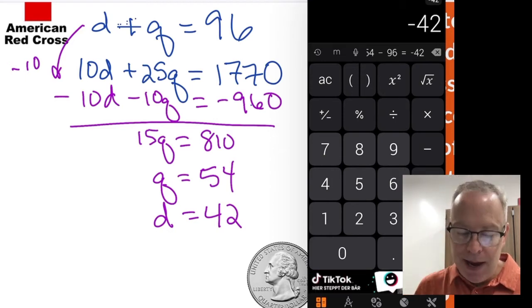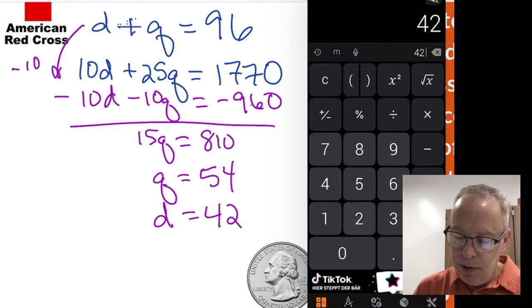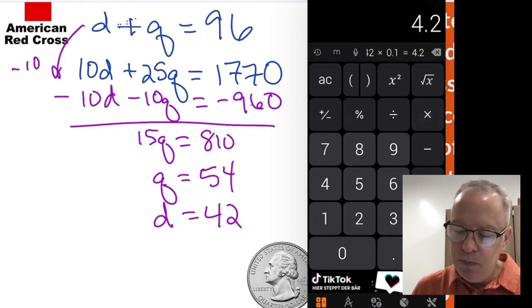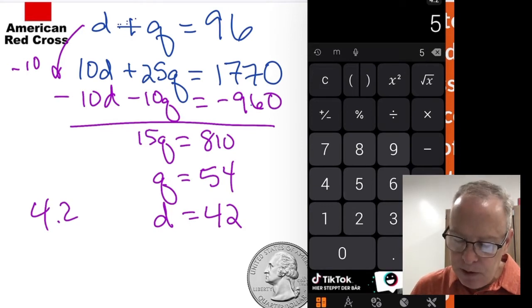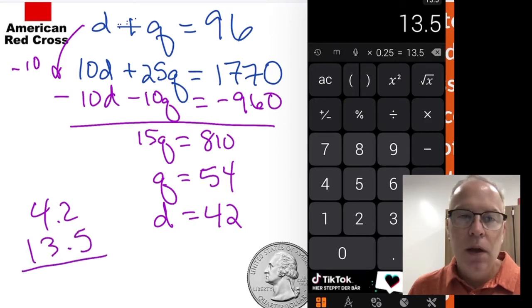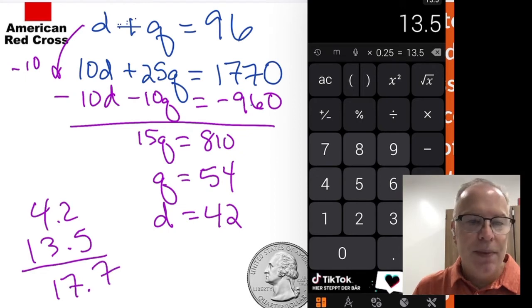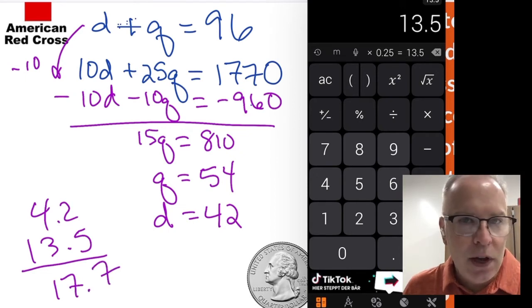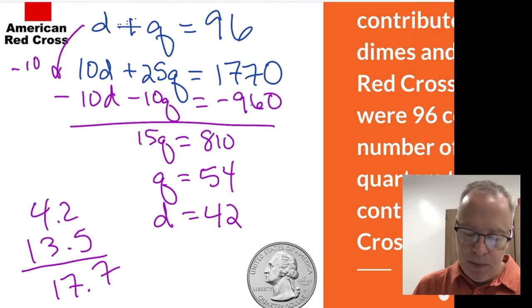Count the money. Count the money, that's right. So dimes would be 42 times 0.1. That's $4.20 in dimes. 54 quarters, wow, times 0.25, that's $13.50. So we get $17.70. Look at that, we did it right. What do you know? We know how to do things. All right, good for us. Let's move on to the next one.